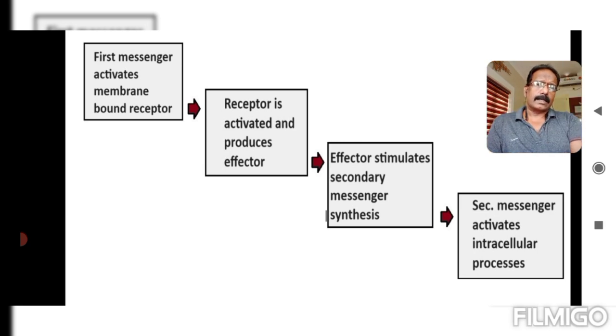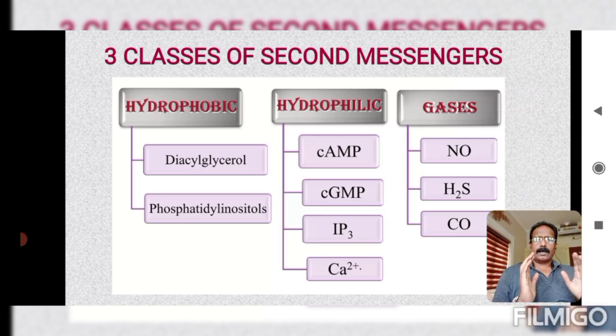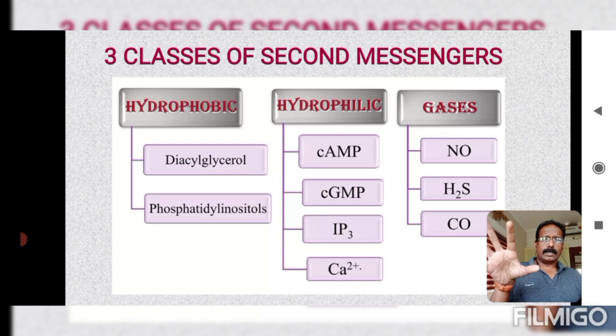Now, let us see the classification. There are basically three classes of second messengers: hydrophobic second messengers, hydrophilic second messengers, and some gases also. So that forms the third class of second messengers. Among hydrophobic second messengers, we have included just two examples, diacylglycerol, DAG, and phosphatidyl inositol. We will see PIP2, that is actually derived from phosphatidyl inositol.